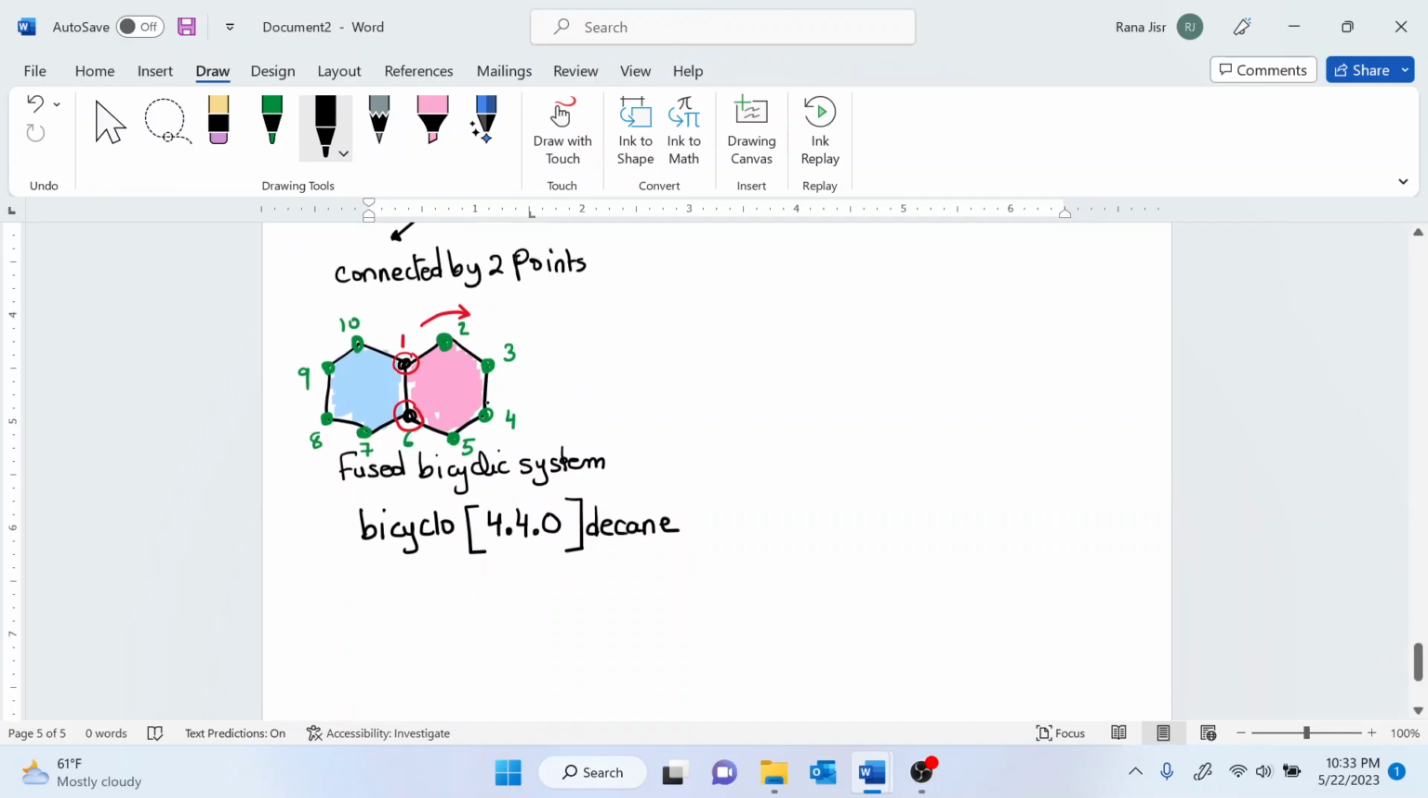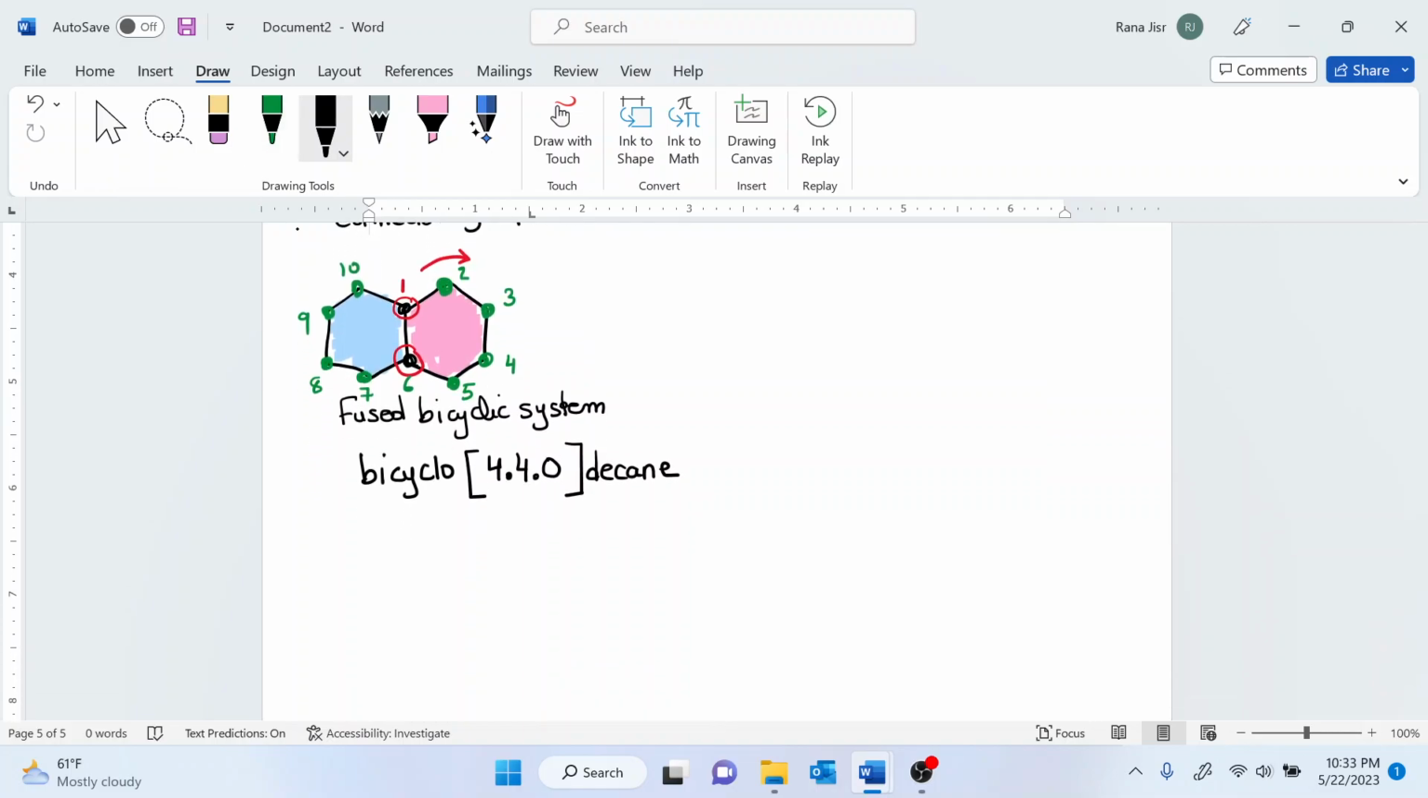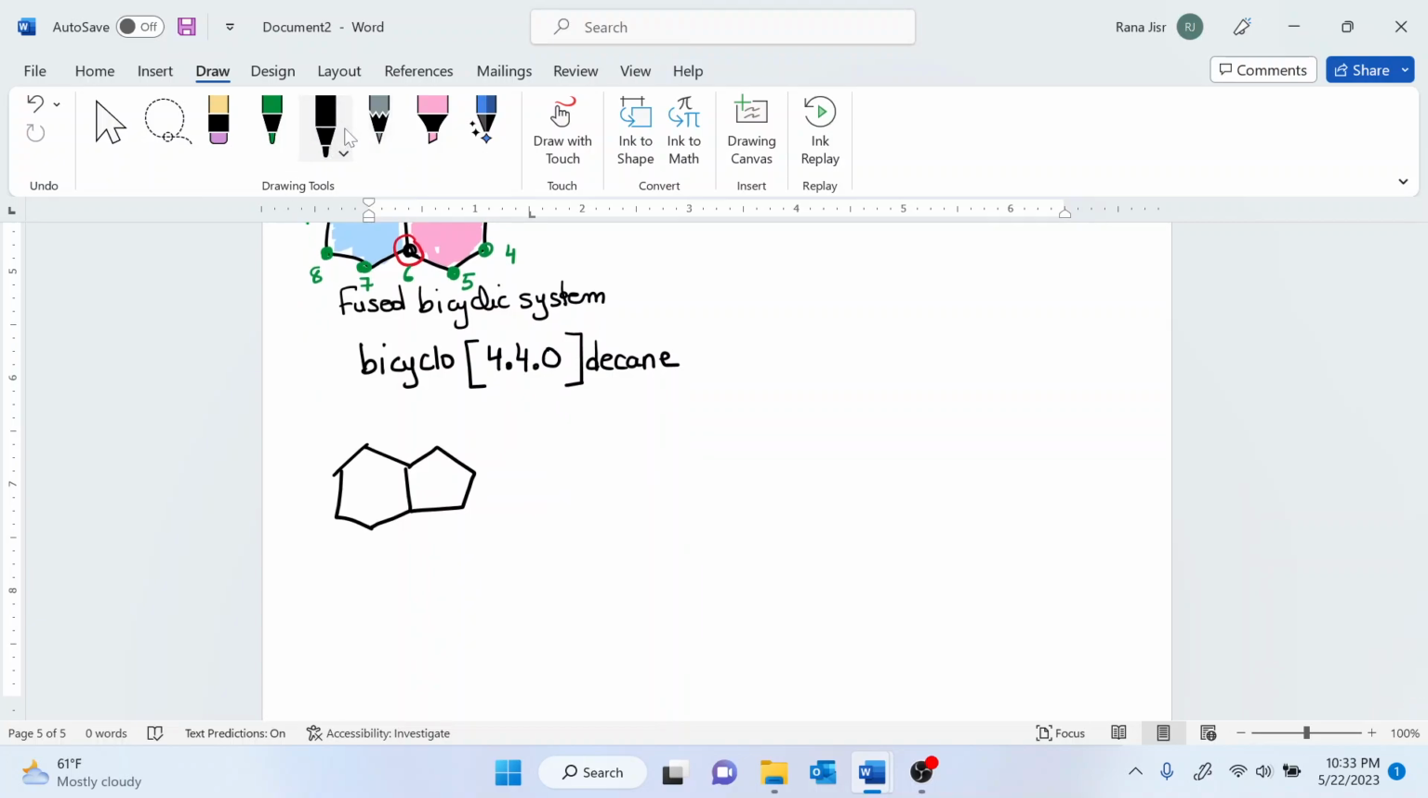Let's have another example of a fused bicyclic system. A cycle of 6-membered rings, and then a cycle of 5-membered rings in there. So as we said, label the joint points first, and then start numbering. Since I have no substituents on either one of these cycles, I can start numbering from either this carbon or this carbon. So I'm going to start numbering from this carbon here.